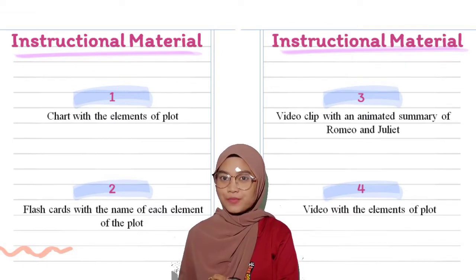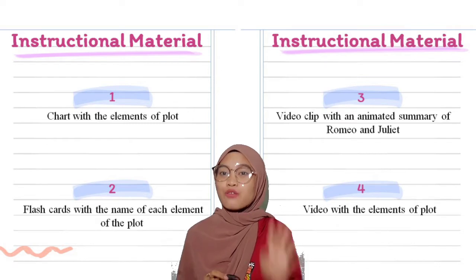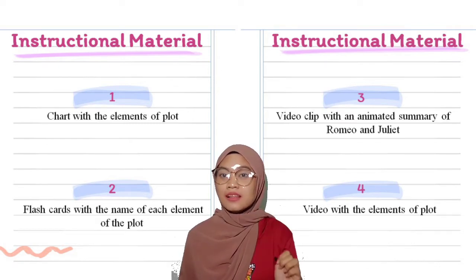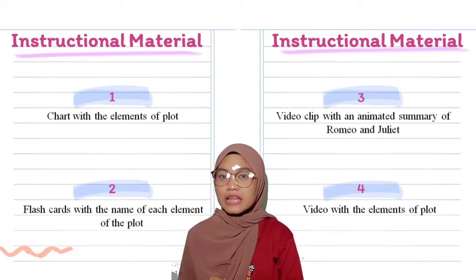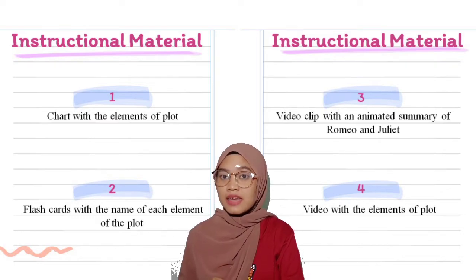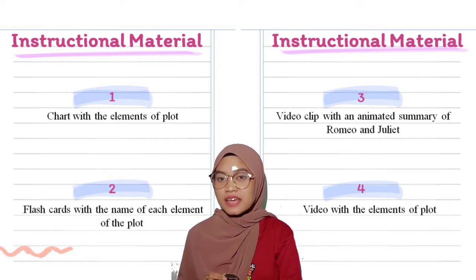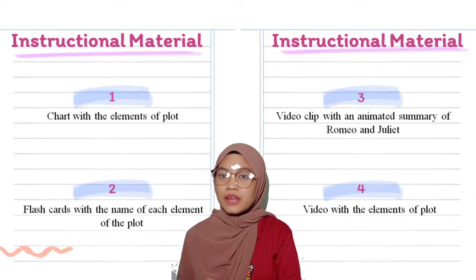instructional materials. In this lesson, there are 4 materials used in the learning activity. First is a chart with the elements of the plot. Here, the teacher has already prepared the chart that contains elements of the plot that will be used for the students in the learning activity. The second is flashcards with the name of each element of the plot. It is similar to the first one, but this is more specific.